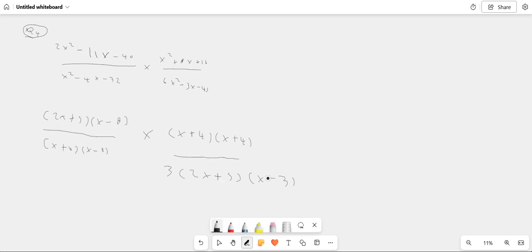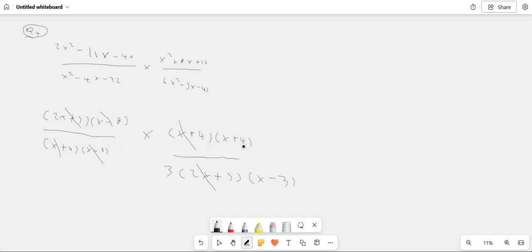Alright, cool. So now we're gonna combine it. Let's see what's going on here. So x minus 8 is gonna cancel x minus 8. X plus 4 is cancelling with x plus 4. 2x plus 5 is cancelling with 2x plus 5. That's the whole left side just gone.